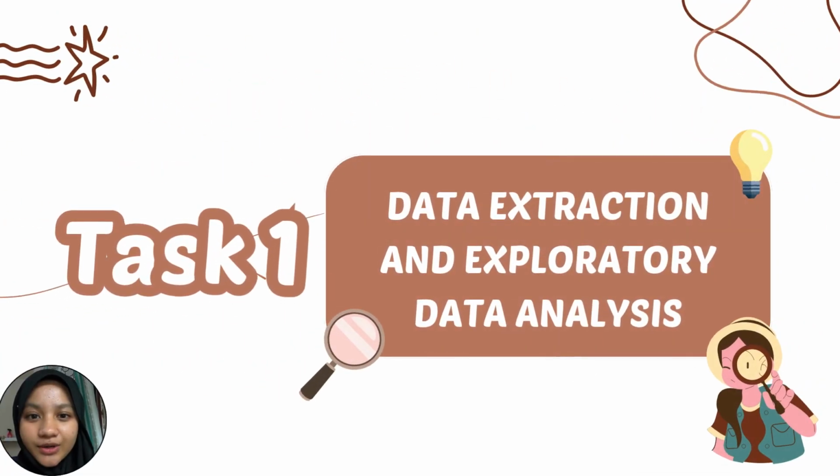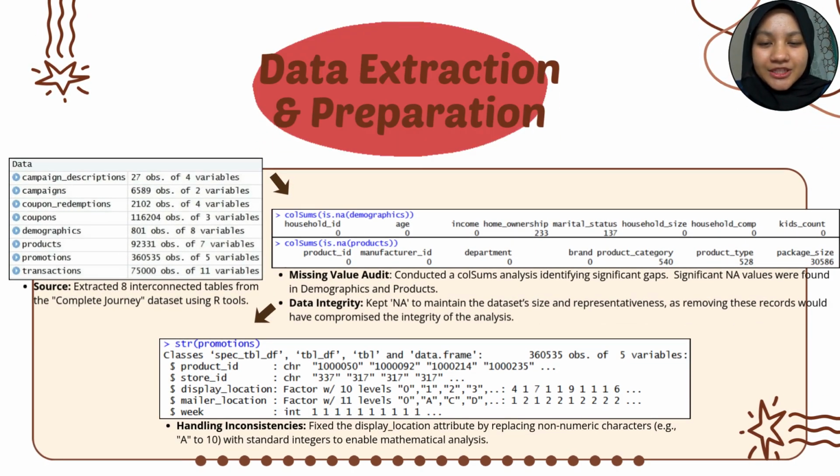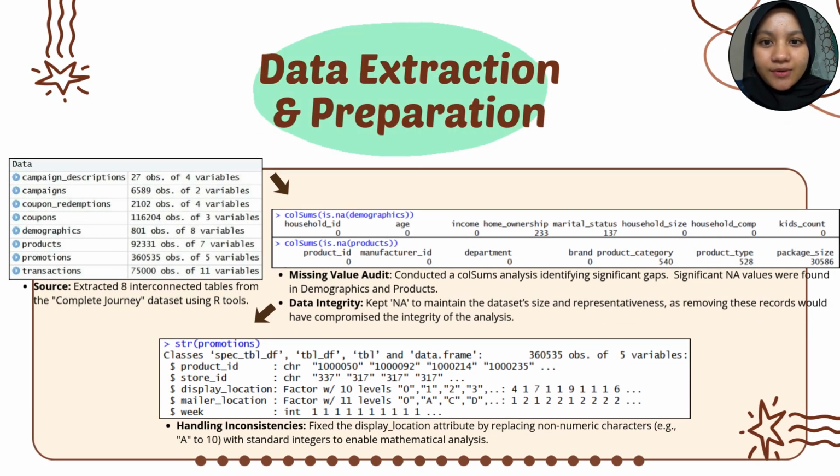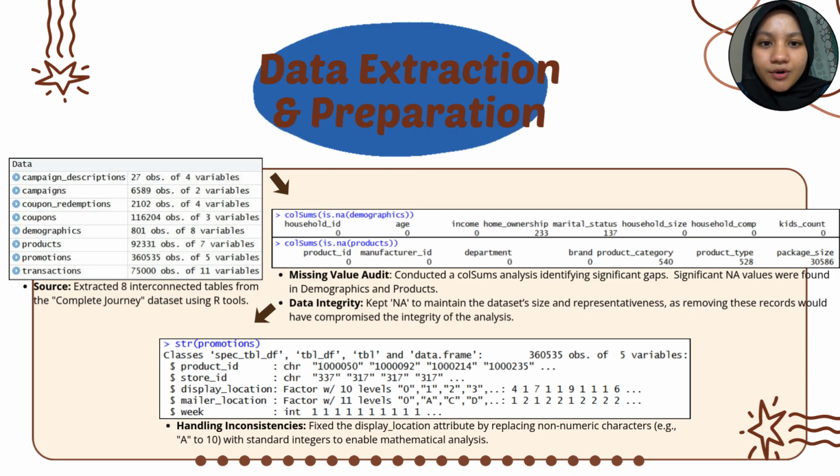Let's begin with Task 1, data extraction and exploratory data analysis. For data extraction and preparation, the dataset was extracted from the Complete Journey datasets, which consist of 8 interconnected tables, using R tools. Next, a missing value audit was conducted using a colSums analysis, which revealed significant missing values, particularly in the demographic and product tables.